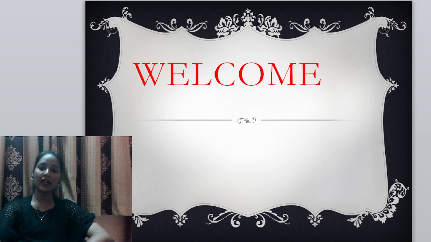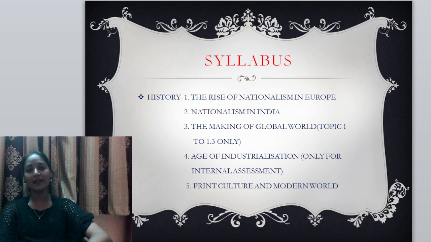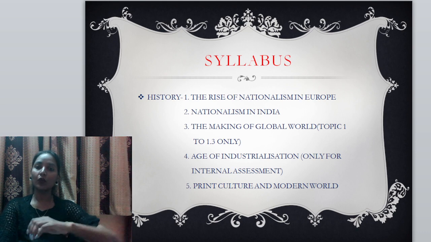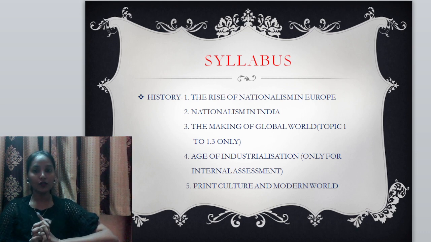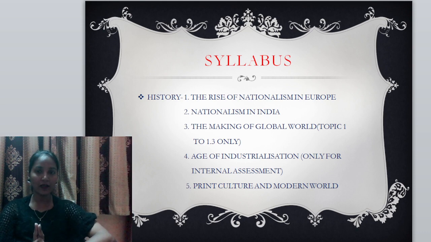But before we start with that, let us first see what is the syllabus of social science. Let us start with history. History first lesson, the rise of nationalism in Europe, the full lesson is going to come. Then next is nationalism in India, that too the full lesson is going to come. The making of the global world, from this lesson only topics 1.1, 1.2 and 1.3, only these three topics are going to come. The rest of the part is not there for the final exam.